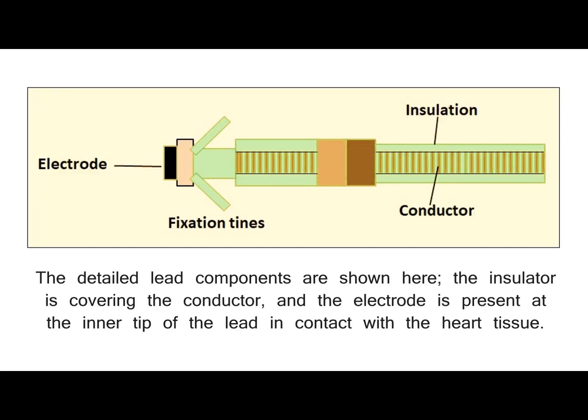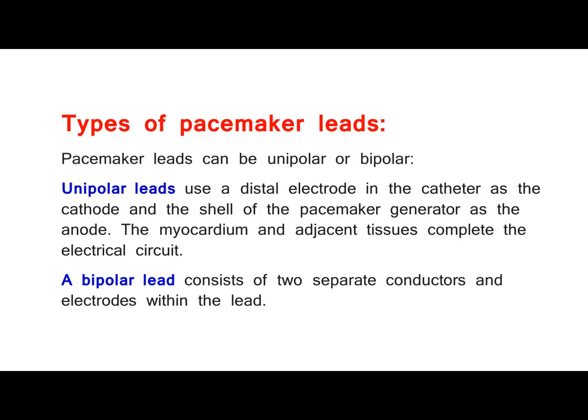The detailed lead components are shown here. The insulator is covering the conductor, and the electrode is present at the inner tip of the lead in contact with the heart tissue. Types of pacemaker leads. Pacemaker leads can be unipolar or bipolar. Unipolar leads use a distal electrode in the catheter as the cathode and the shell of the pacemaker generator as the anode. The myocardium and adjacent tissues complete the electrical circuit.